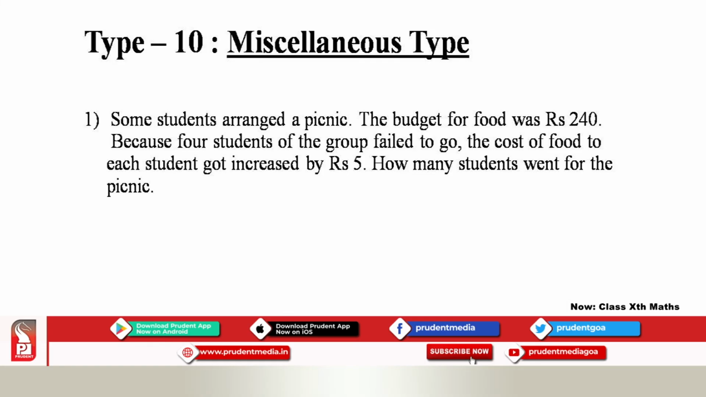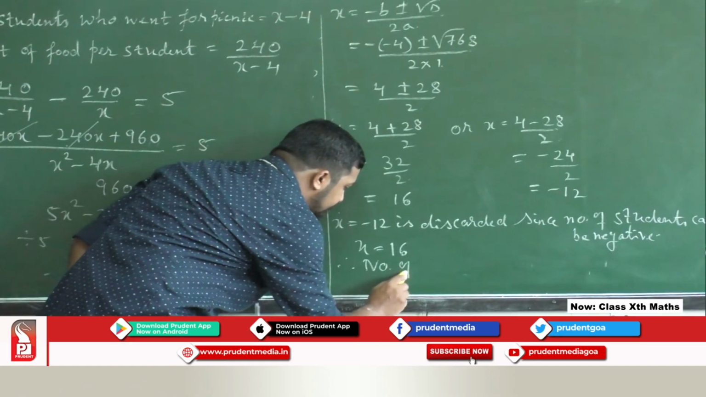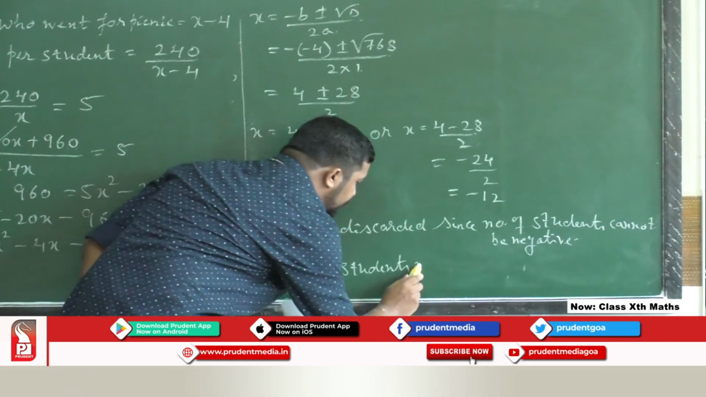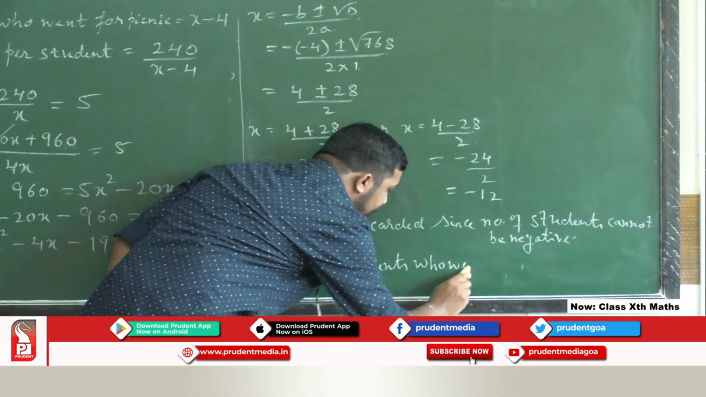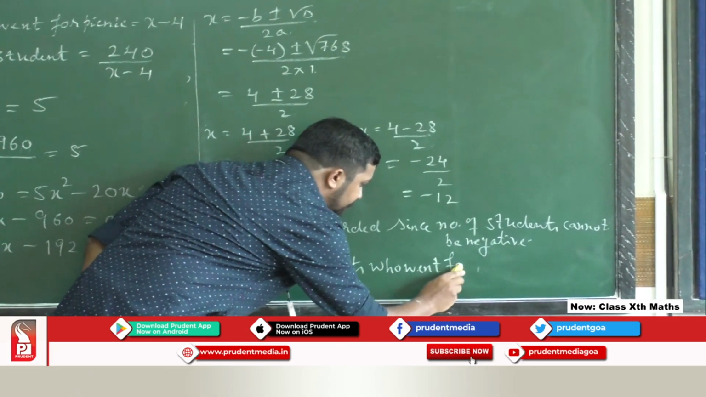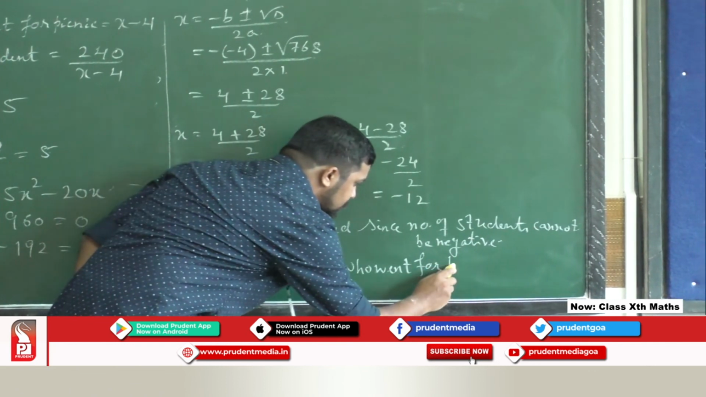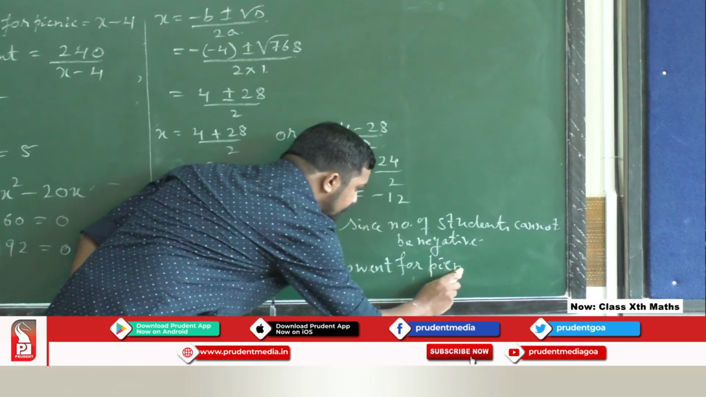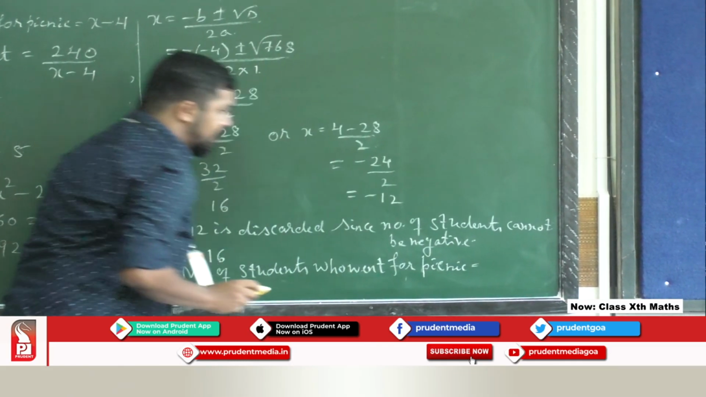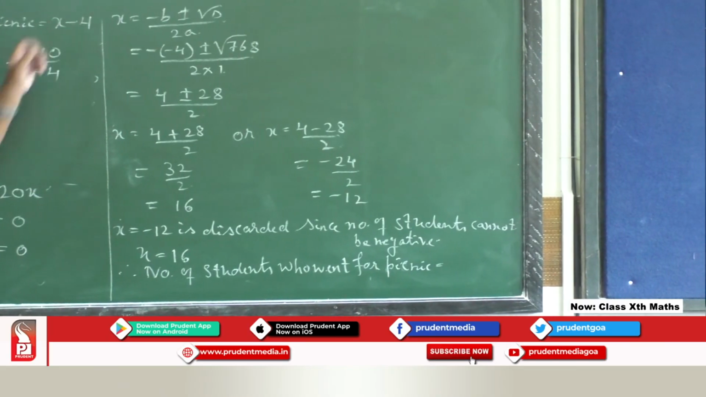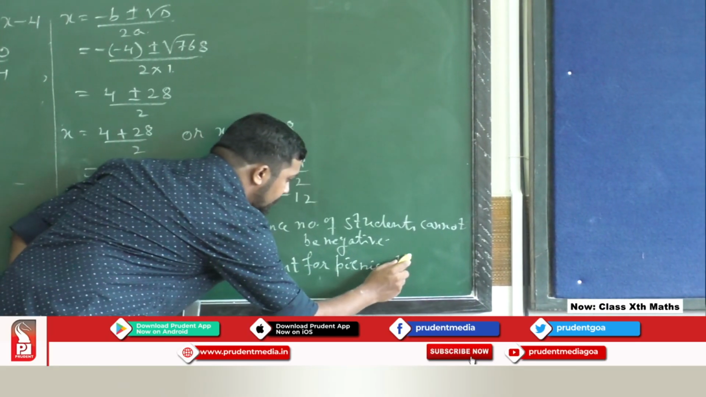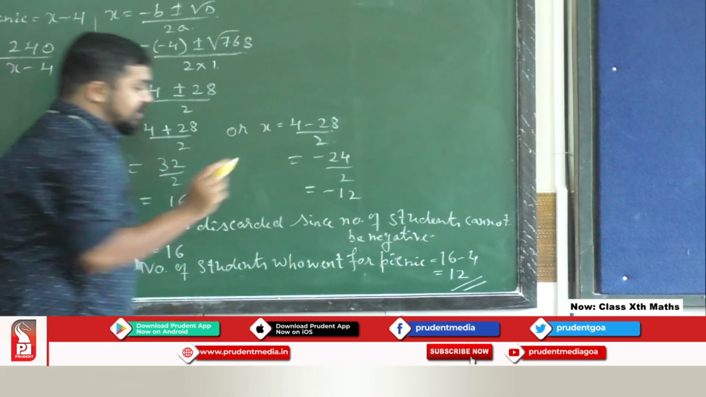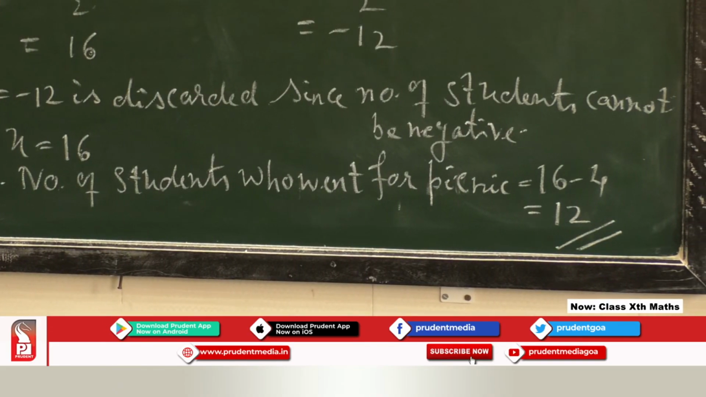So therefore, the number of students who went for the picnic will be 16 minus 4, which is 12. So 12 students went for the picnic.